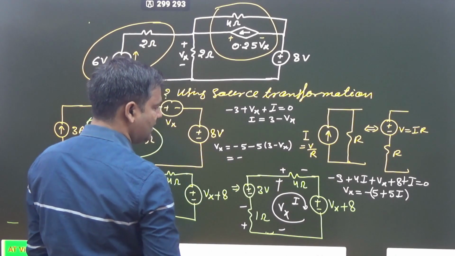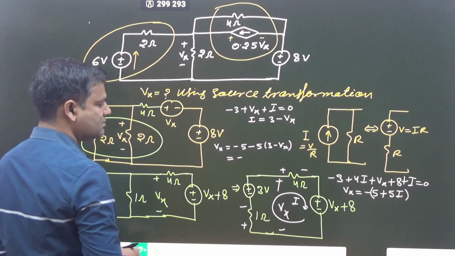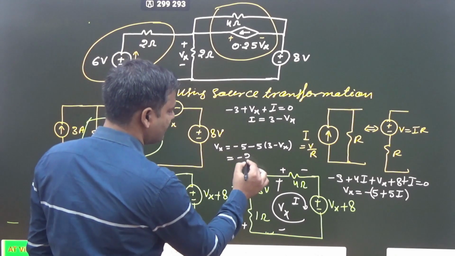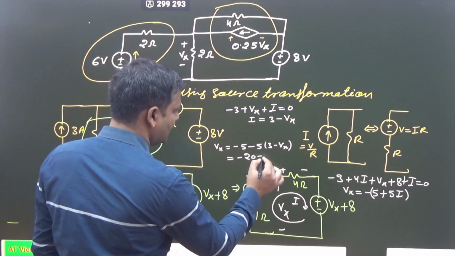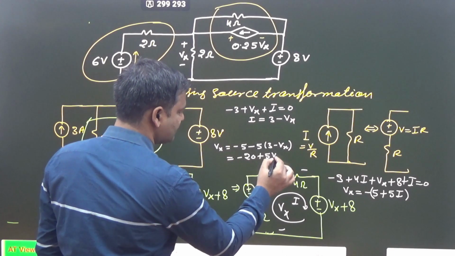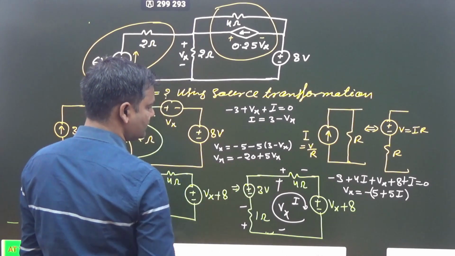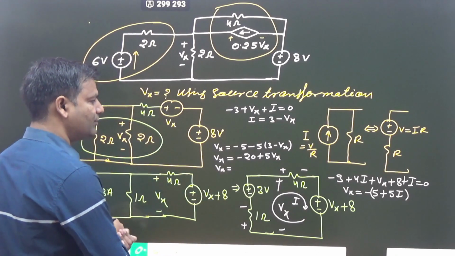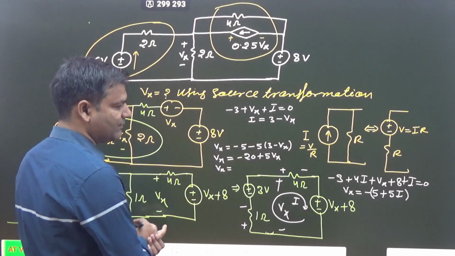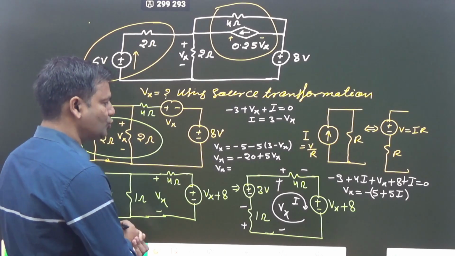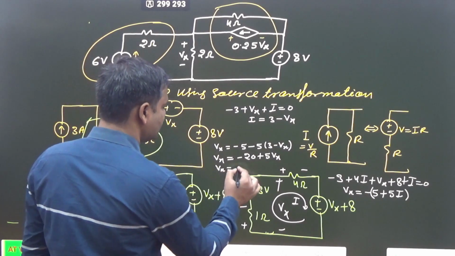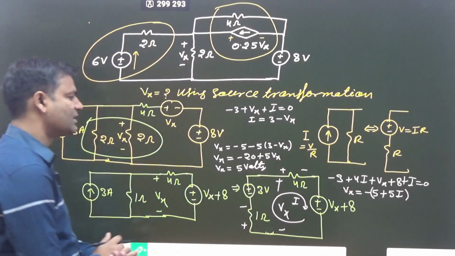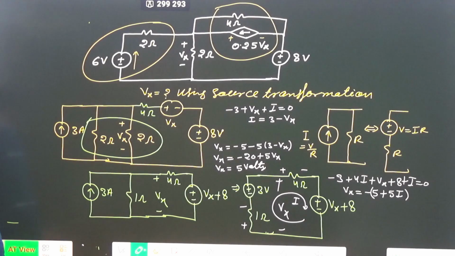Minus 15 minus 5, that is minus 20. Okay, and plus 5 Vx, this will equal Vx. So how much is Vx? Minus 4 Vx, this will equal minus 5 minus 20, so that is 5 volt. So finally, how much is Vx? Plus 5 volt.